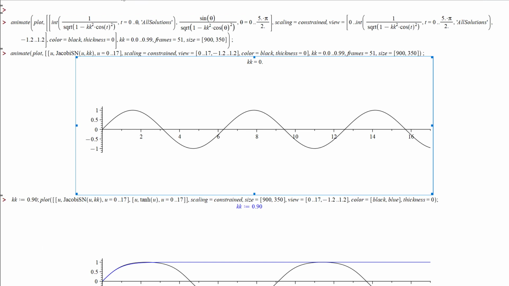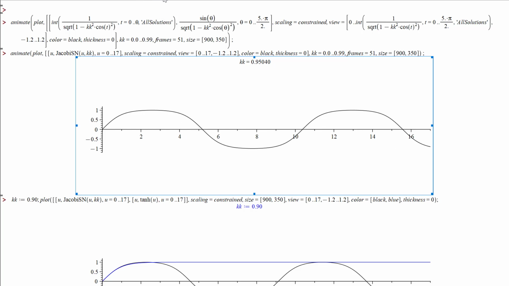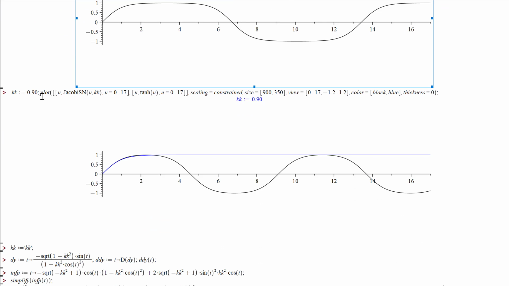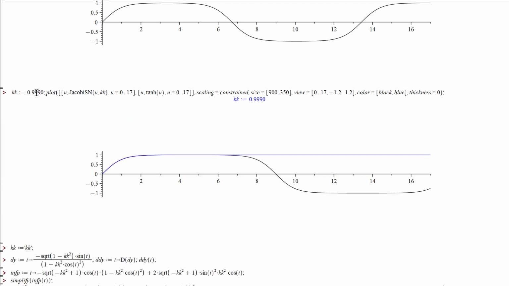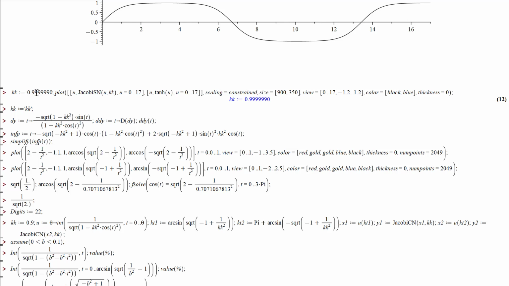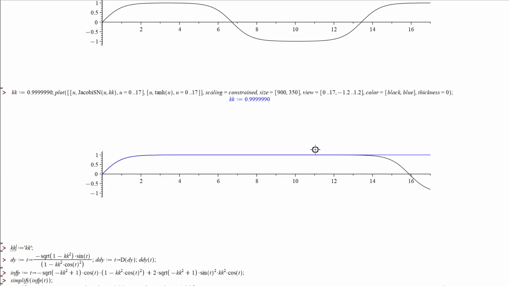Here's sn u. So at k equals 0, it should be sine, and then as k gets bigger, it gets more and more distorted. Looks like so. And as k goes to 1, it'll approach hyperbolic tangent of u, which is in blue. So as k gets closer to 1, the graph converges to hyperbolic tangent of u.